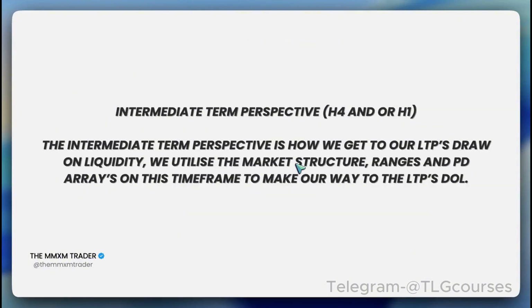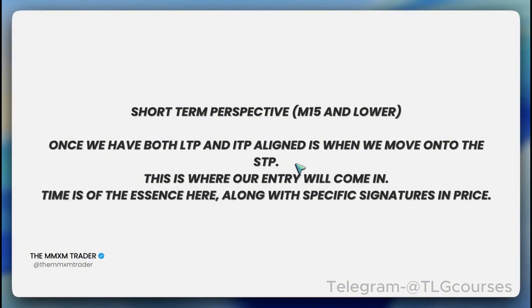Intermediate term perspective. This is H4 and or H1. You can also include the 30-minute chart here. The intermediate term perspective is how we get to our LTP's drawn liquidity. We utilize the market structure, ranges, and PD arrays on this time frame to make our way to the LTP's draw on liquidity. Short-term perspective, this is anything that's from the 15-minute chart and lower.